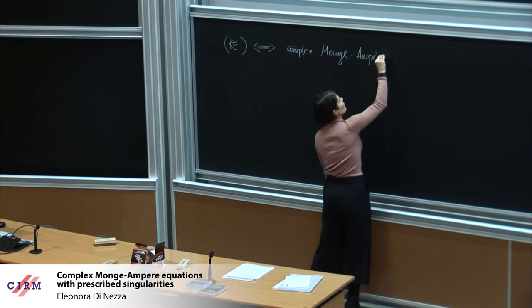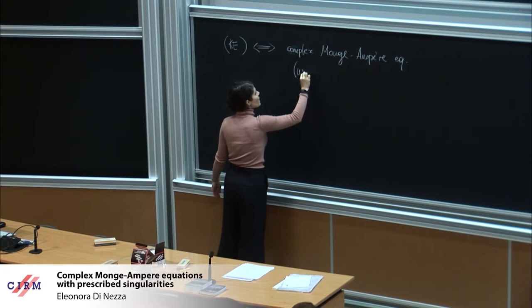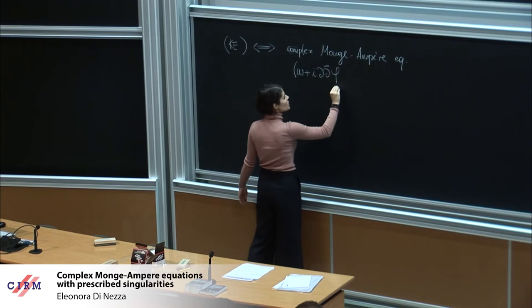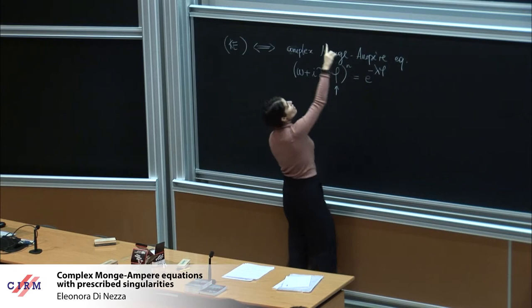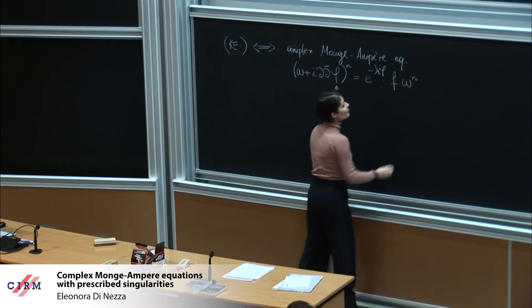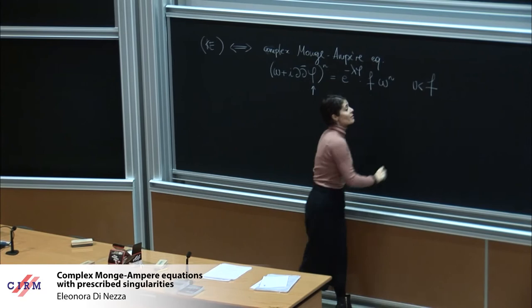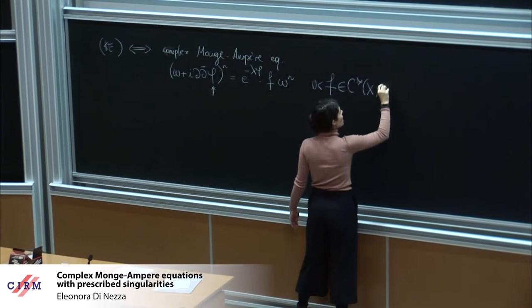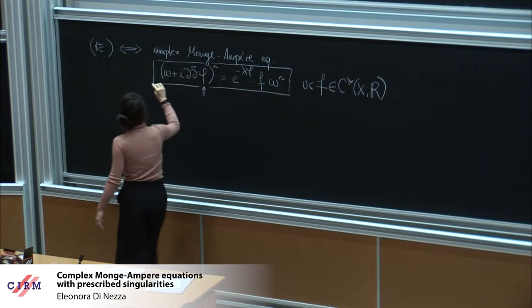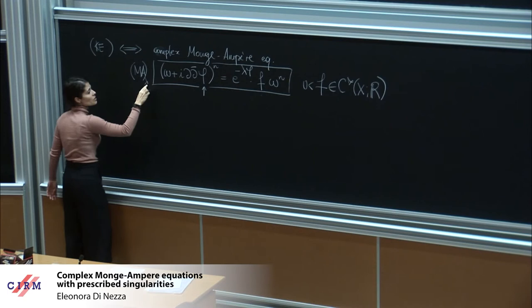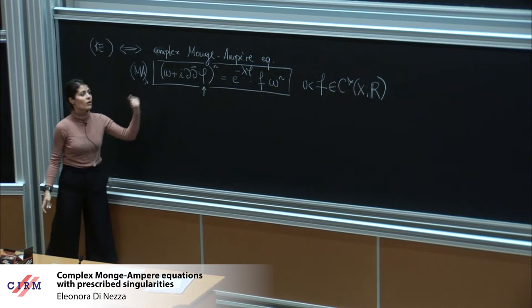So what I have is omega plus i d d bar phi, so this is the potential you are looking for, to the power n, where n again is the dimension, equal to exponential of minus lambda phi, where lambda is the same lambda as before, times f omega to the n, where f is a strictly positive smooth real valued function on X. Let me put it in a box and call it MA lambda, a family of equations depending on the parameter.